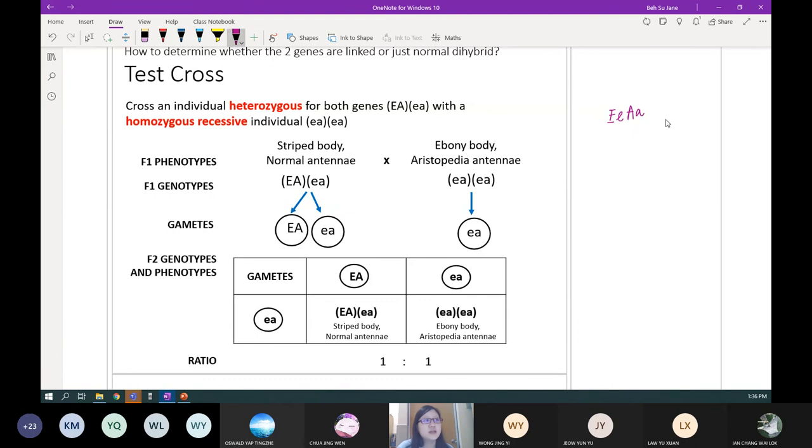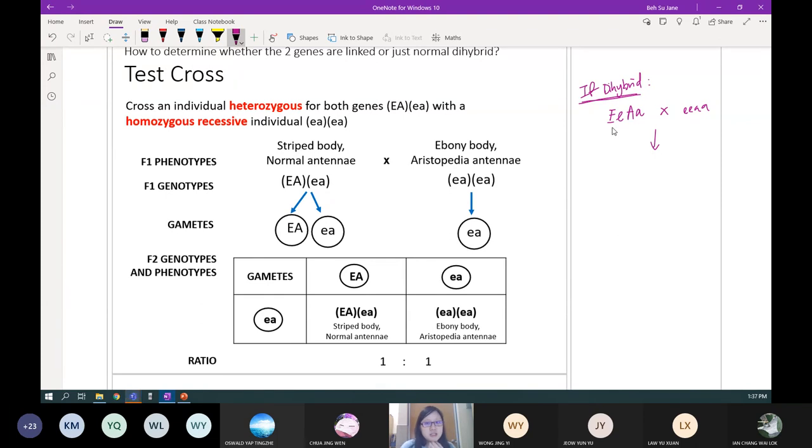What happens when you cross a heterozygous to a homozygous individual? Okay, this is if dihybrid. What is the ratio you expect? So quickly type in chat, what do you think? Anyone? What would be the ratio if it's a normal dihybrid cross? Anyone? Hello, anyone there?